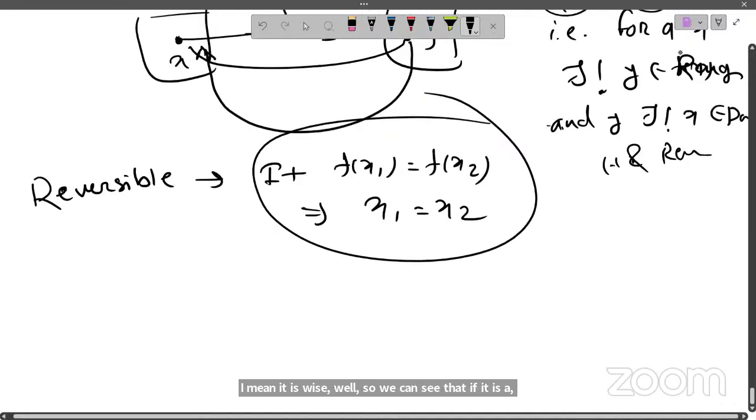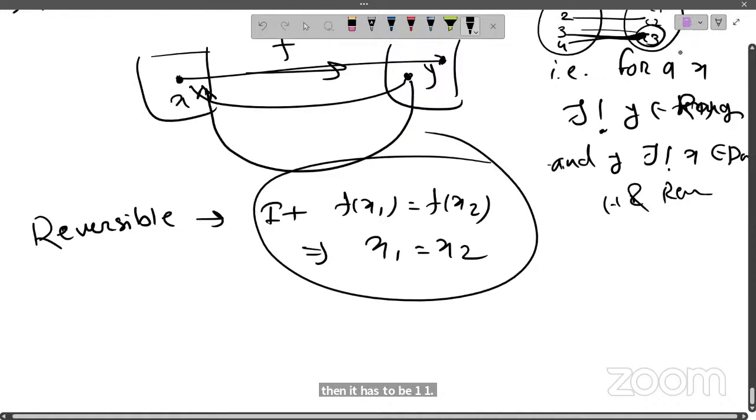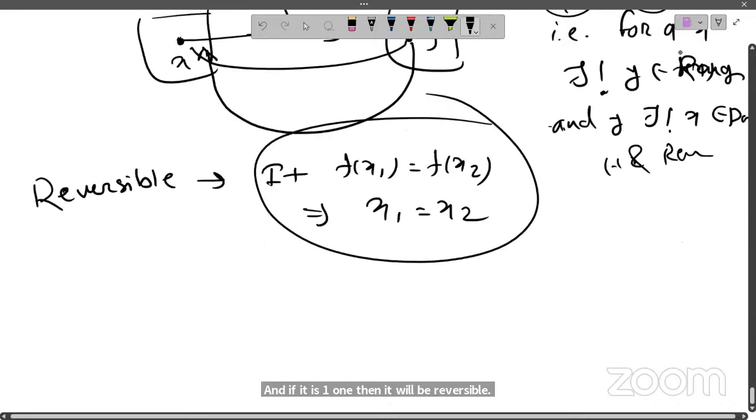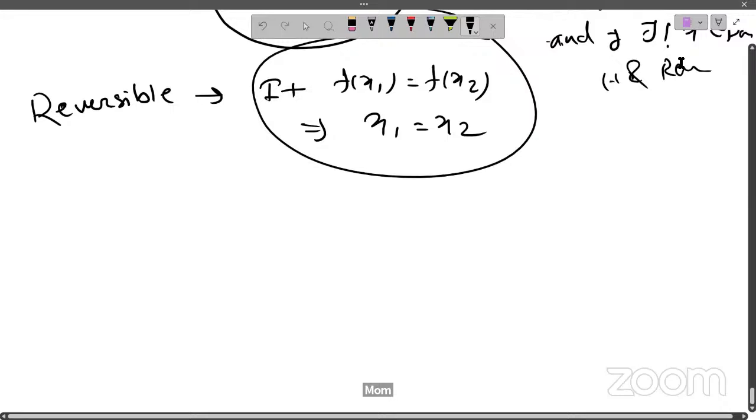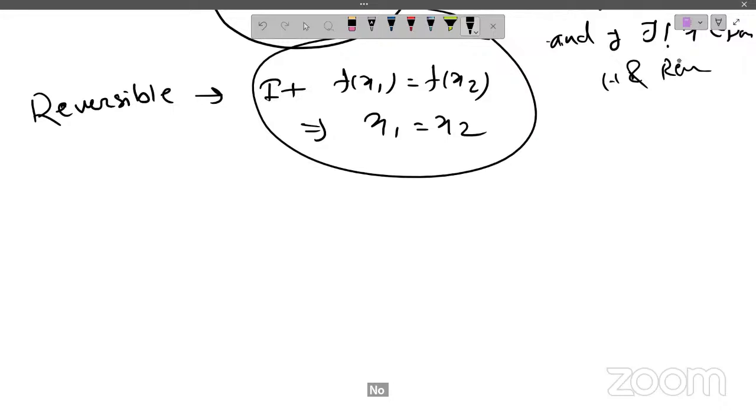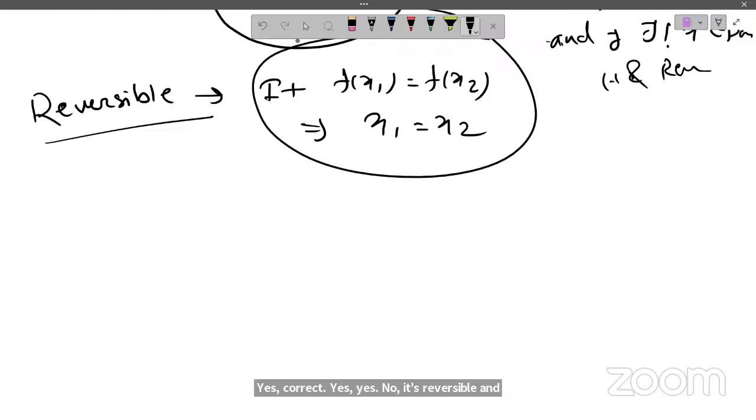Ma'am? Yes. Sorry, about this question: reversible and inverse are not the same. No, reversible and inverse are different. Ma'am, your voice is lagging. Is reversible clear to everyone? Yes, ma'am, clear.